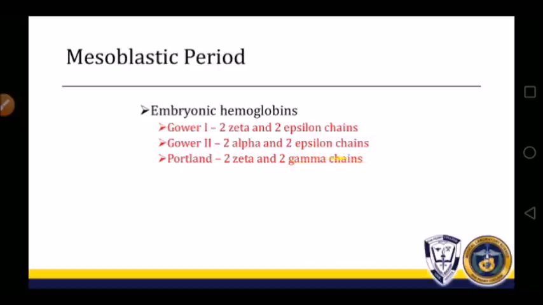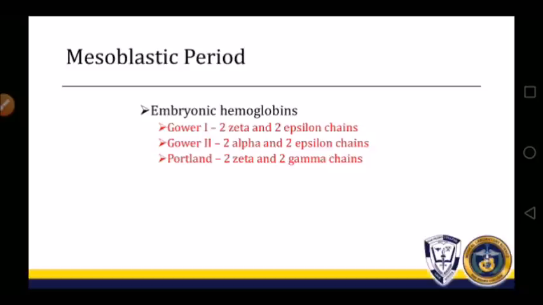So to make it easier to remember, arrange them in this manner: Gower 1, Gower 2, and Portland, then ZAS, zeta, alpha, zeta, ZAS, and EEG, epsilon, epsilon, gamma. So Gower 1, 2, 3, Portland, ZAS, and EEG. So very dumb, but I hope it helps. I do hope it helps.